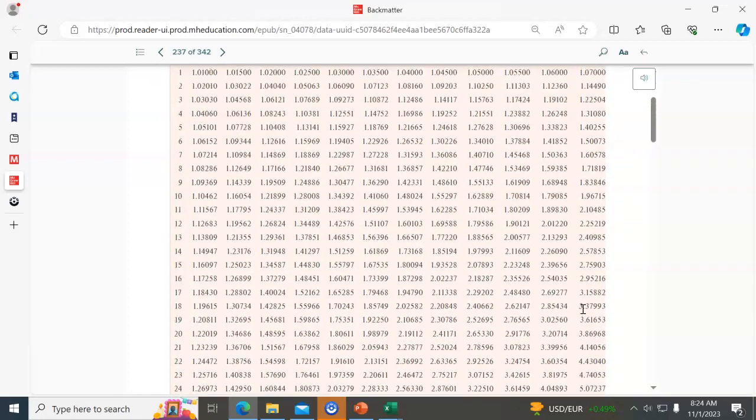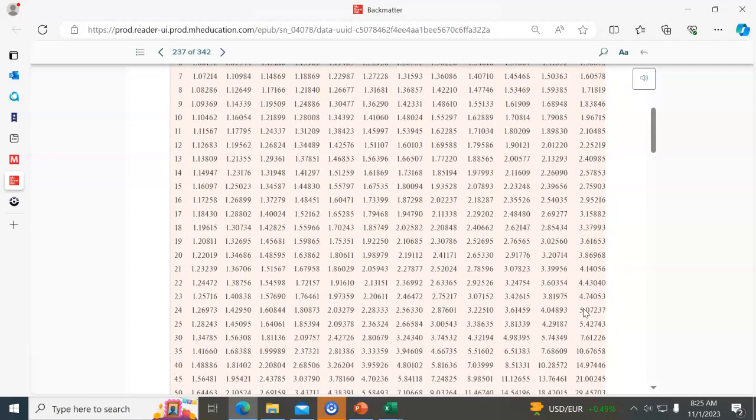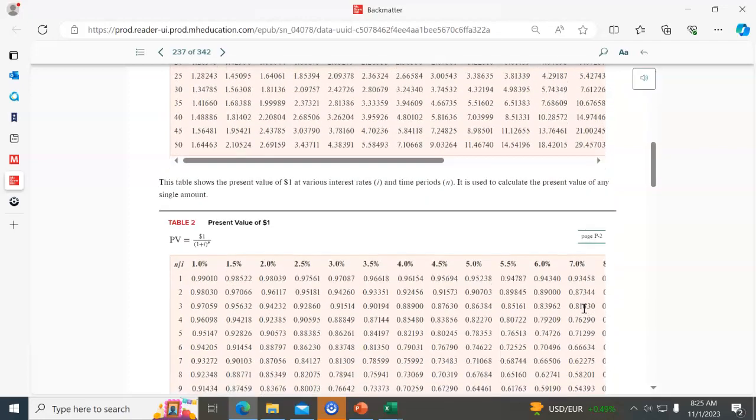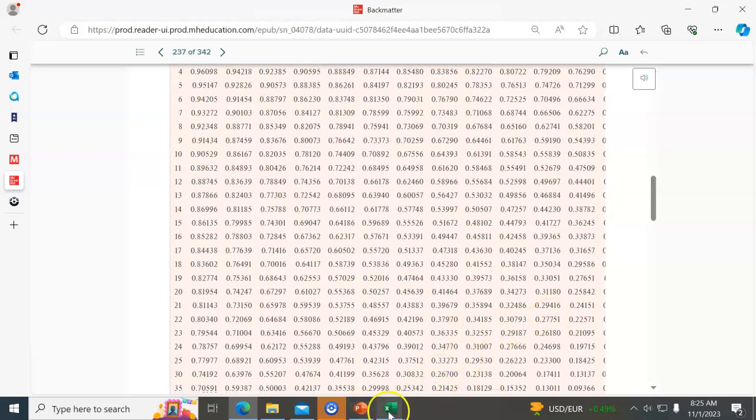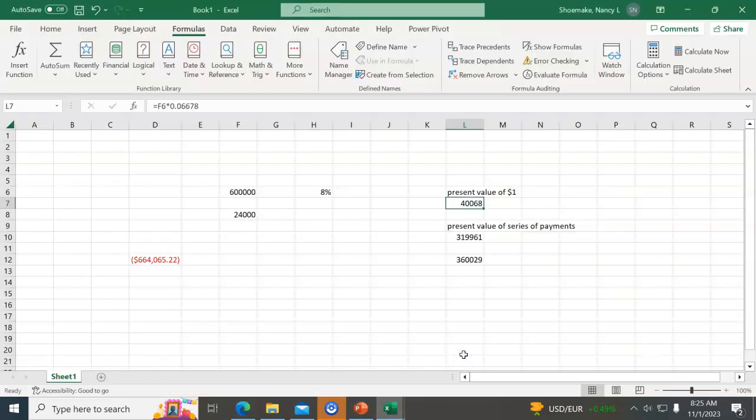I'm doing the right table. I don't know what I'm doing wrong there, guys. I will let you know. I'm so sorry. I'm messed up here, but technically you should be able to do exactly what I'm doing. Use table 2 and table 4 to figure out, and then you add the two together.